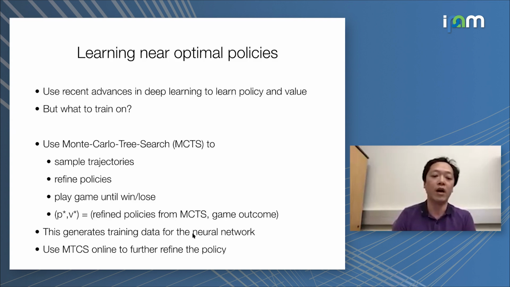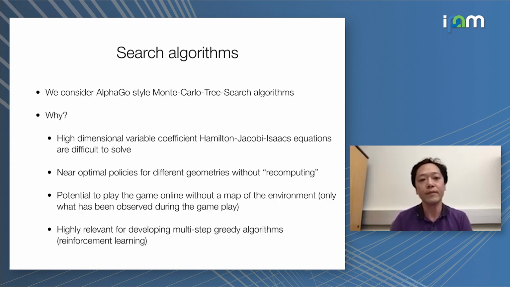And furthermore, when we play the game, we would like to use Monte-Carlo-Tree Search online, coupled with the generated neural network, to play the games, to further refine the policy and the performance of online game playing. So as I mentioned, we consider a Google AlphaGo style Monte-Carlo-Tree Search algorithm. Why? The first thing is that everybody in this workshop will probably acknowledge that it's very difficult to solve, in particular, variable coefficient Hamilton-Jacobi-Isaacs equations in high dimensions by any traditional PDE methods, just impossible due to the curse of dimensionality.